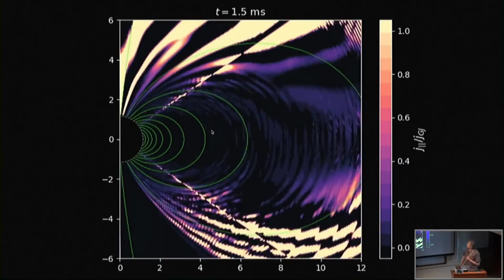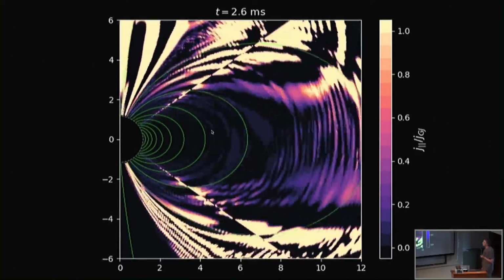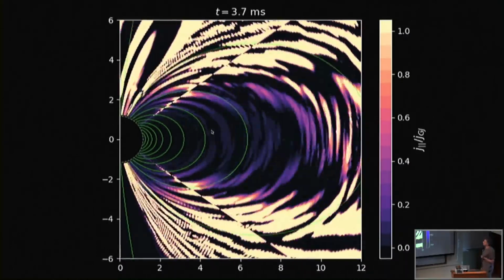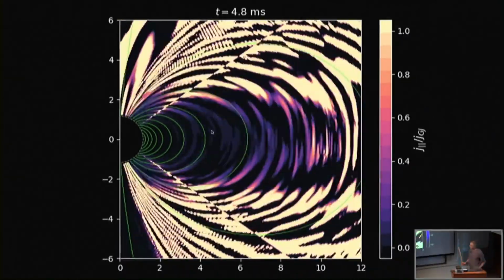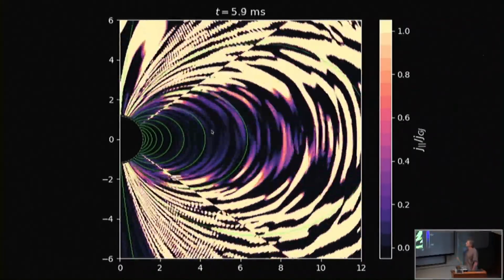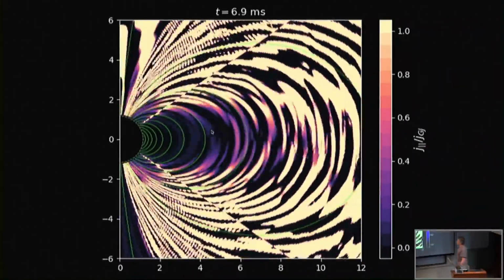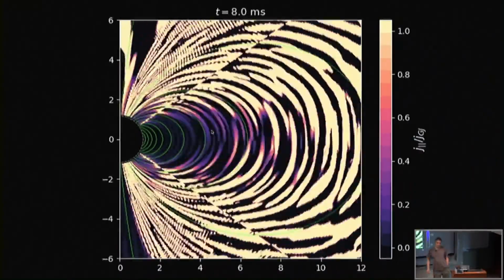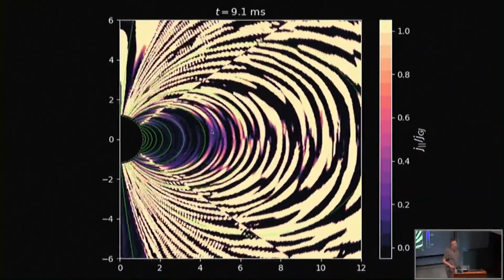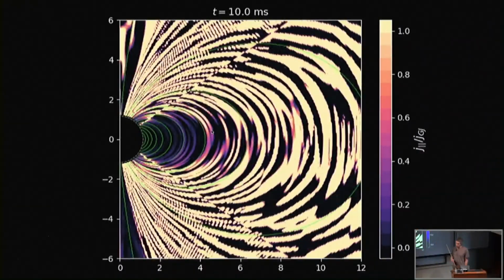Now this is the current that is supported in the magnetosphere. And this current can become really strong. This is the current that you need. Once this current is above what the magnetosphere can support with charges, that's when you get on screen the electric fields.